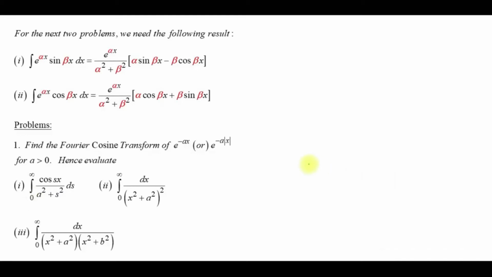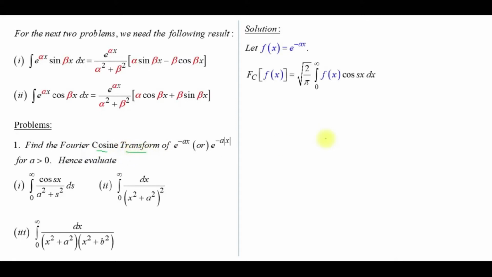So first we have to find the Fourier cosine transform of e power minus ax. So we take this as f of x. So let f of x equal to e power minus ax. So what is the Fourier cosine transform formula? Fourier cosine of f of x equal to square root of 2 by pi 0 to infinity f of x cos sx into dx.